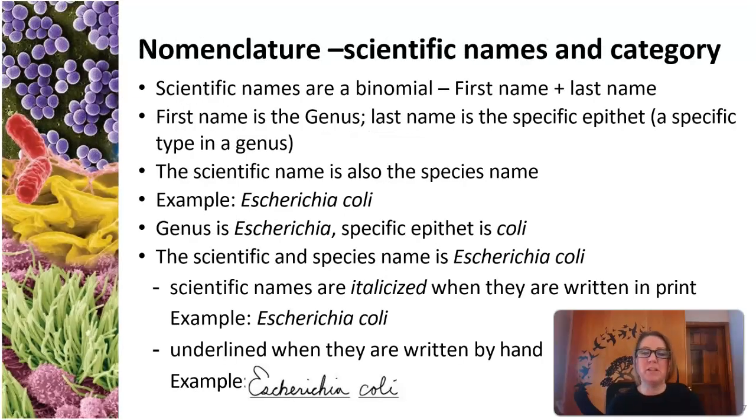All right, so nomenclature, that's a fancy word for naming things. So scientific names and categories. Essentially, just like you all have your formal name, your first name and your last name, scientific names also have a two-parted name called a binomial with a first name and a last name. The first name is a genus. It can be shared among many types of organisms.